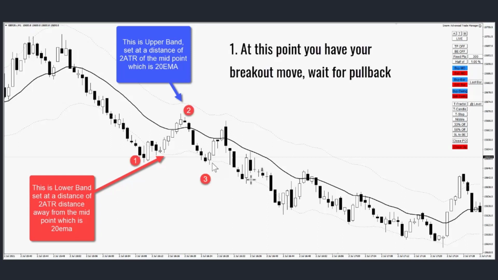So here are the rules then. At point 1, you have your breakout move, and this is where you start waiting for a pullback. So when price goes to the other side of the 20 EMA and starts to go towards the band, at this point you're not in a trade, right? You're waiting for your signal. Price pokes. This is the first rule: price must poke the outer band. In this case, it has poked below the lower band, so you'll be looking for shorts. It pokes out, and that's your point 1.